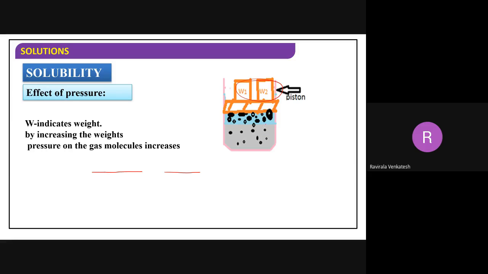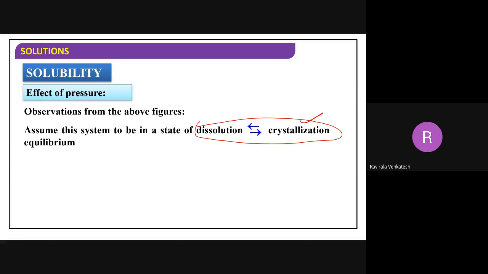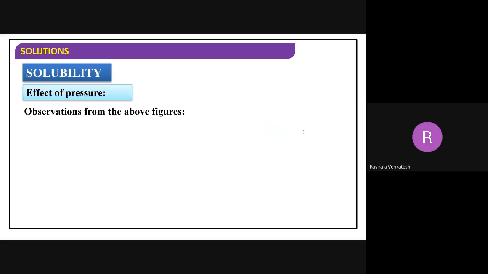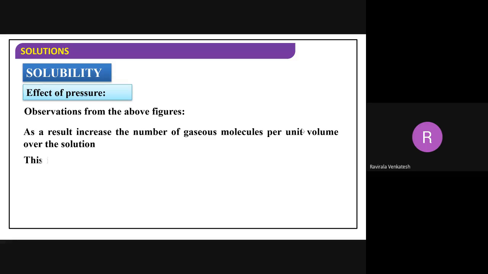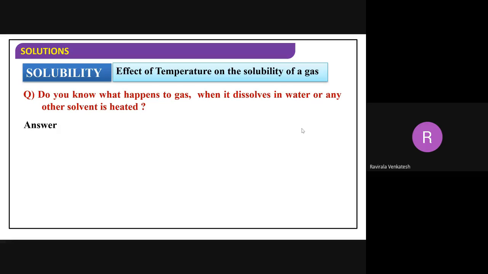Again, what happens? Solubility is increasing in this case. After increasing the solubility, equilibrium will again be established, in which dissolution and crystallization will take place simultaneously. That means whenever you increase the pressure, solubility increases and equilibrium is established between dissolution and crystallization.